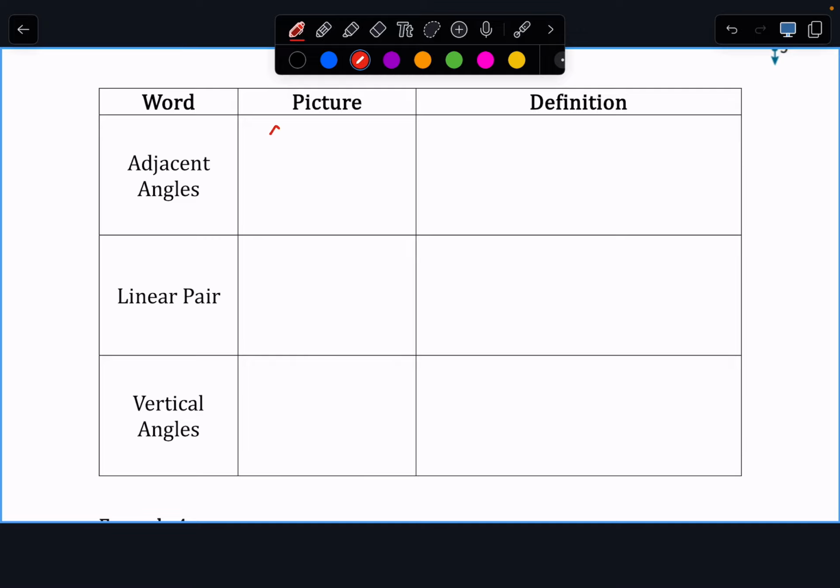Adjacent angles. They share more than a point. A wall. Okay. So they have angles with a common side. So it would be bisecting and adjacent. It doesn't have to be bisecting.